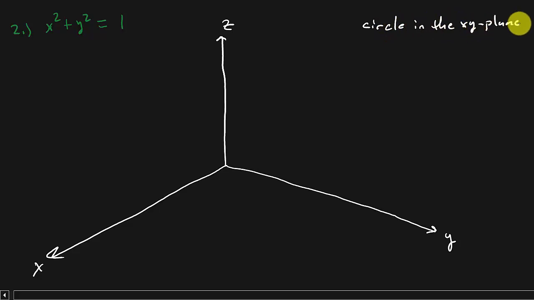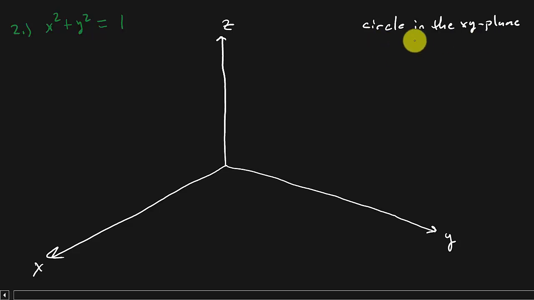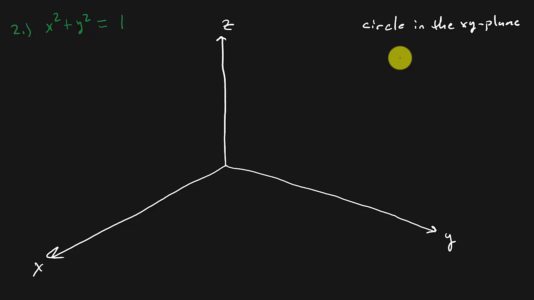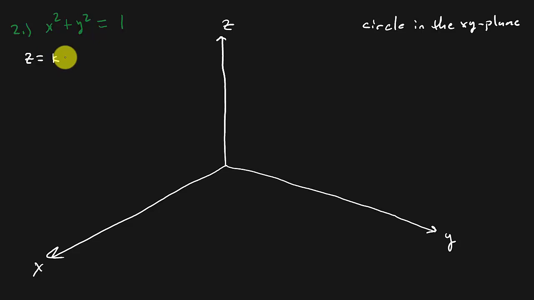And what's the surface going to be called? Well, let's look. These are your traces right here, circles in the xy plane. So z can take on any value. We can say z equals some number k. It's just going to go up and down.